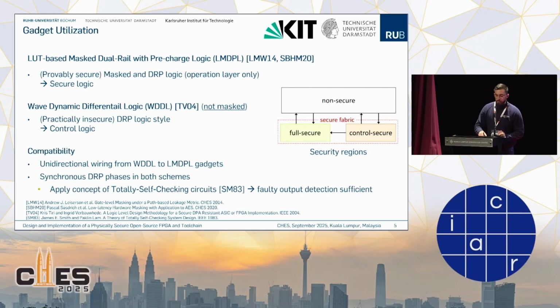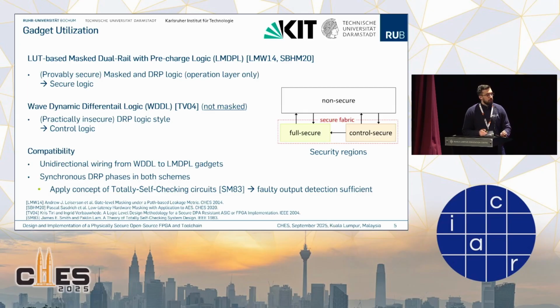Okay, so now let's move towards the fabric. Our concept considers two security regions. The full secure region uses the LMDPL gadgets that I just explained. When we implement some cipher, we usually also have some kind of control logic that does not operate on sensitive information or sensitive data. So we can optimize our approach and also introduce a control secure region to realize exactly this.